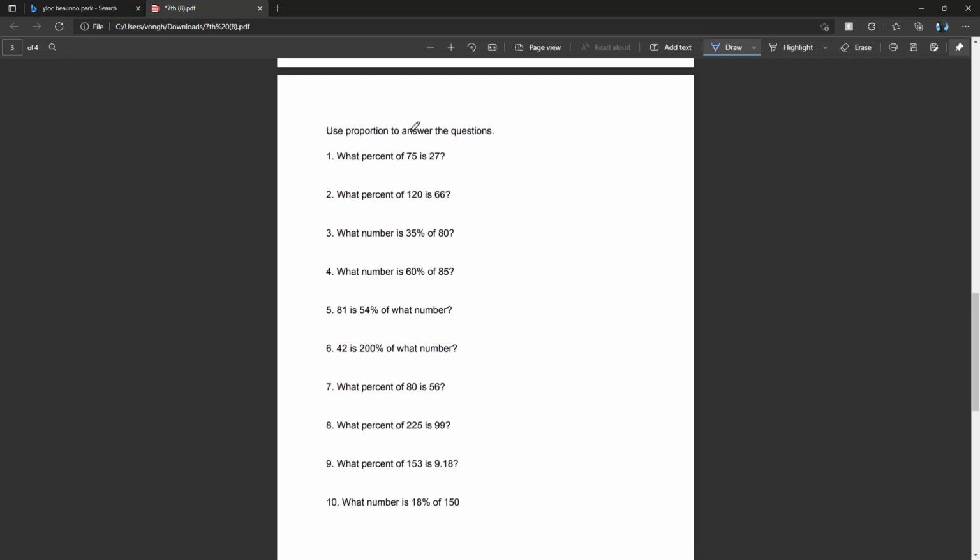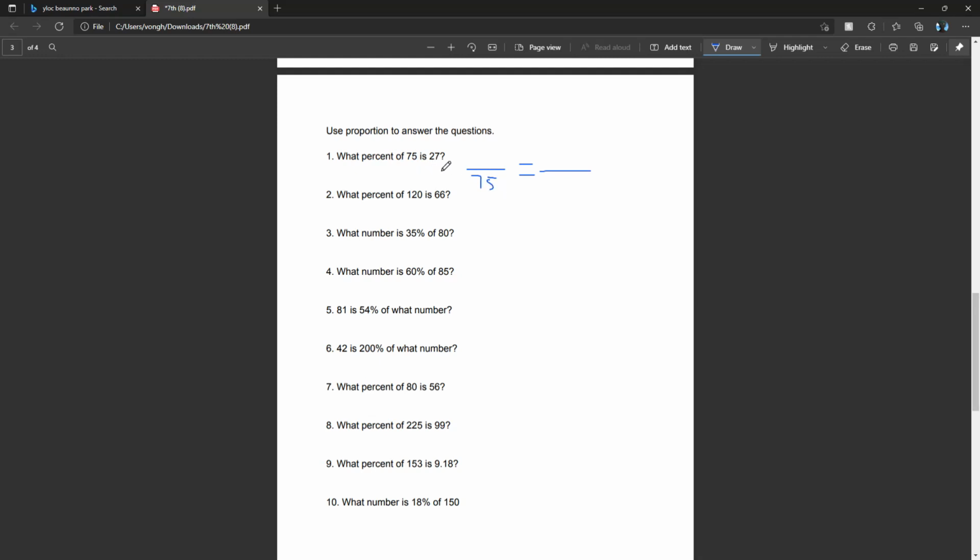Now I'll cover this part. Use proportions to answer the questions. What percent of 75 is 27? Now this is proportion, so you're just gonna write a fraction like this. Now when it says of something, this number right after of will always go at the bottom here. So of 75, the 75 will go at the bottom here.